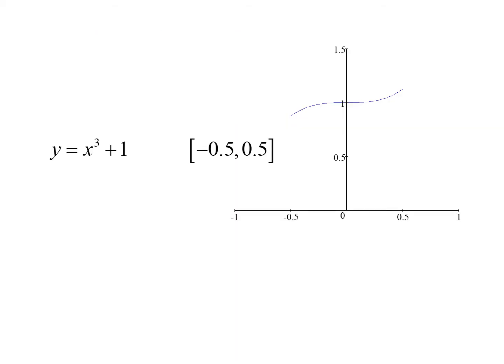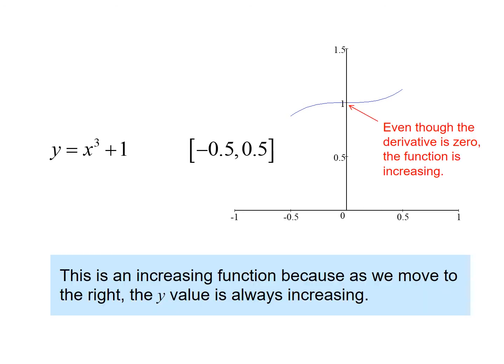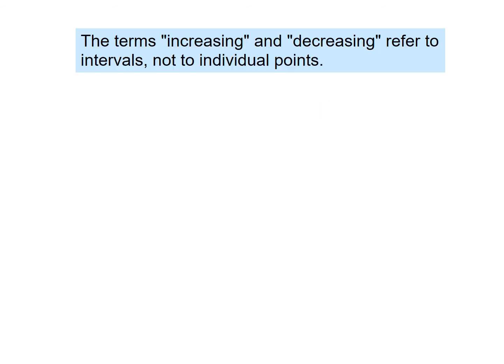Take a look at this right here, y equals x cubed plus 1. When x equals 0, the derivative is 0, but this function is increasing because as we move from left to right, every y value is larger than the value that came before it. So even though we have a slope of 0 at one point, it's still increasing all the way over that interval. So increasing and decreasing refers to intervals, not to individual points.